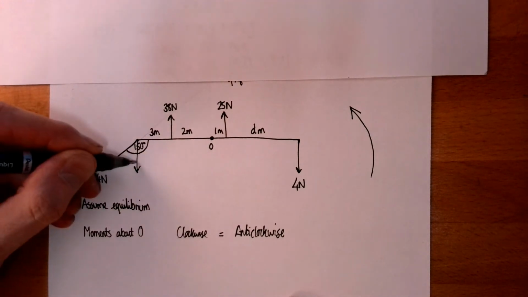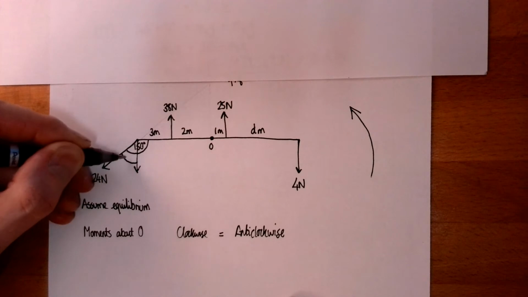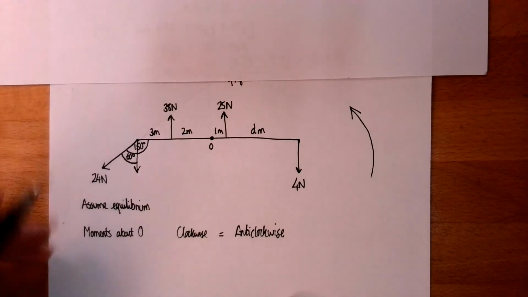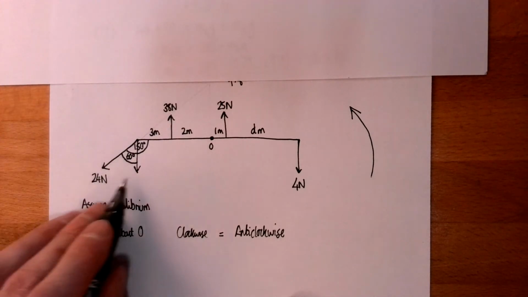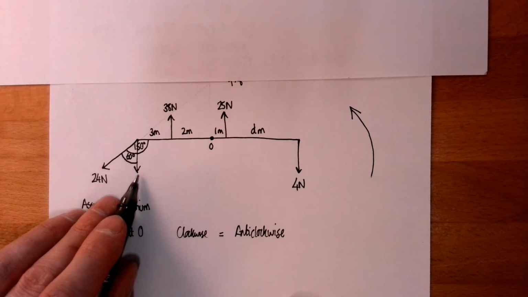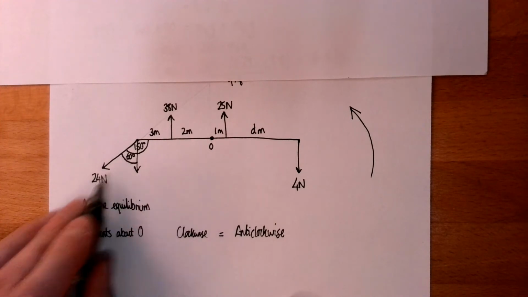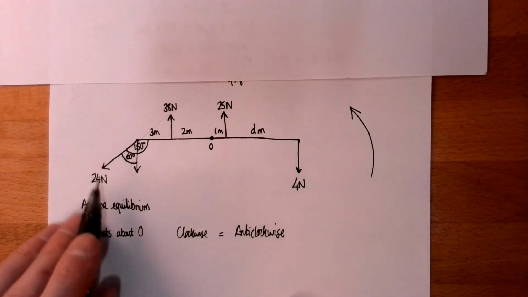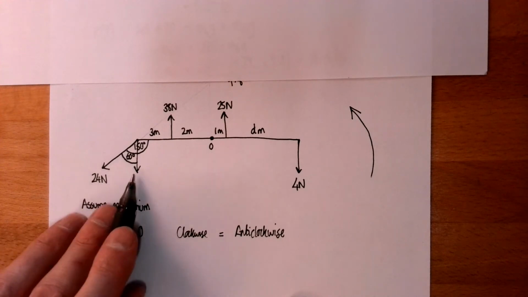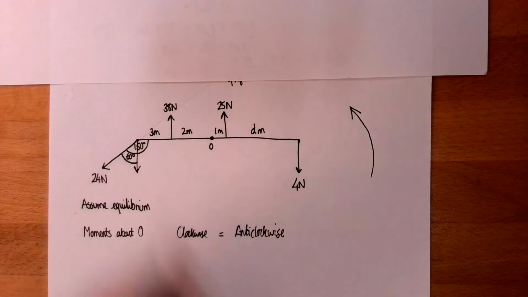Now I know this angle here, 150 take away 90, is 60. So the component of this force in a vertical direction is going to be 24 cos 60. So the moment of that force will be 24 cos 60 multiplied by 5. So let's work out our moments.